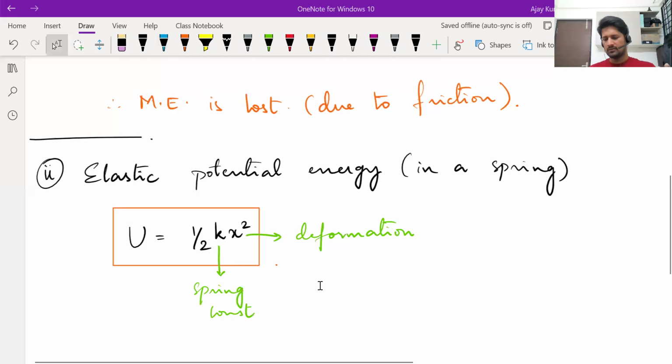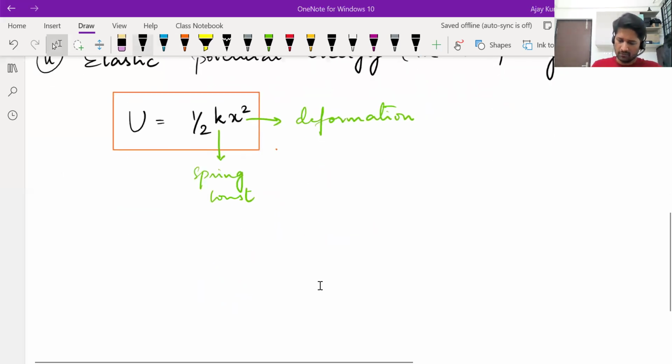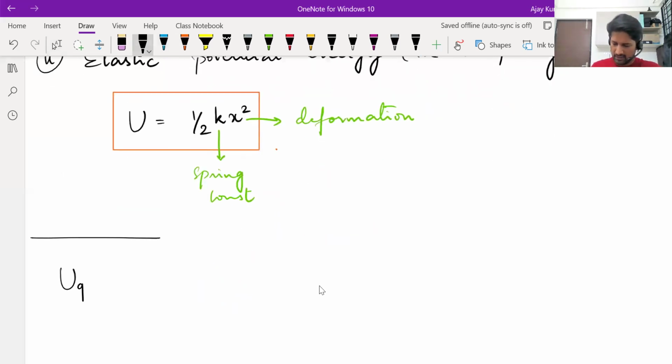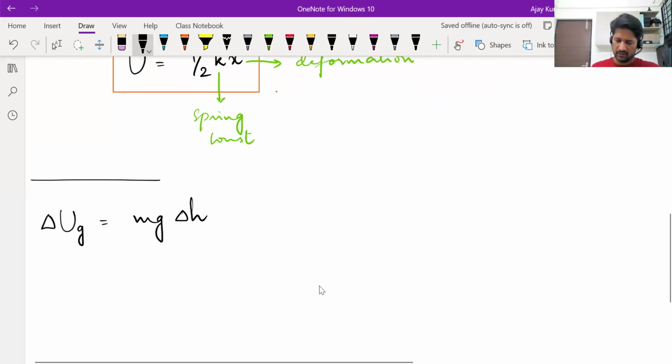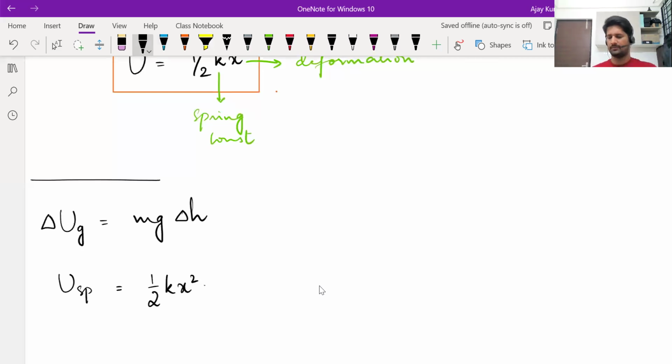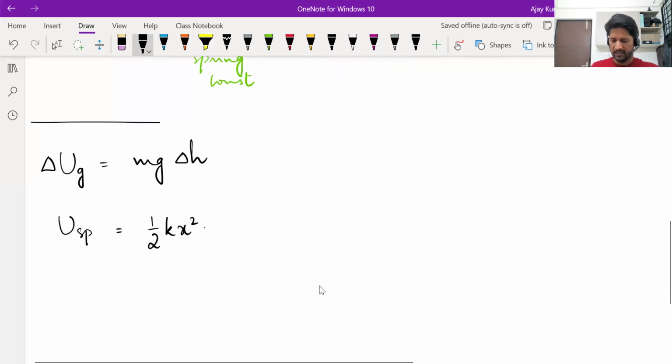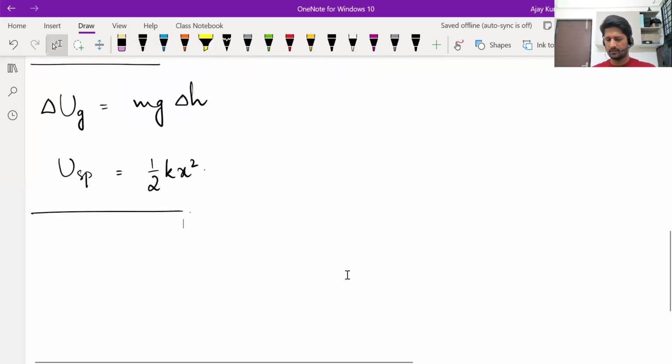So remember, the formula for gravitational potential energy is mgh, or in fact, the change in gravitational potential energy is mg delta h. And the potential energy stored in a stretched or a compressed spring is half k x square. For now, we'll be dealing with these two kinds of potential energies.